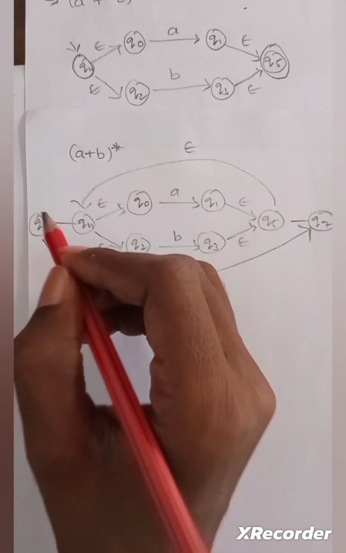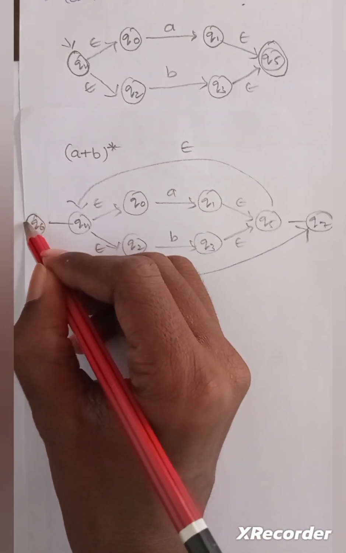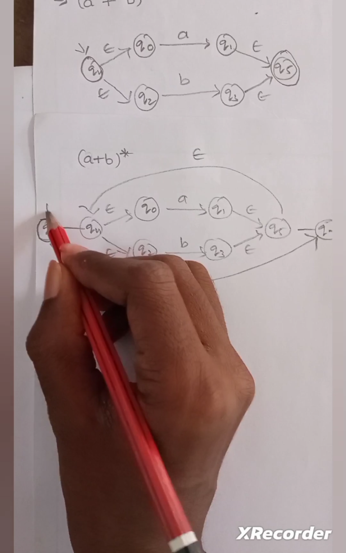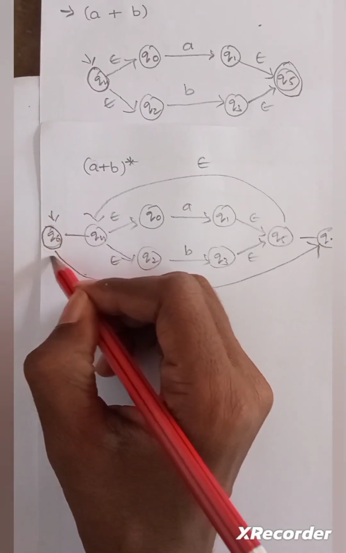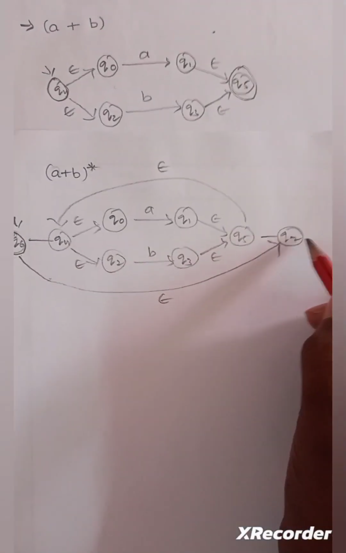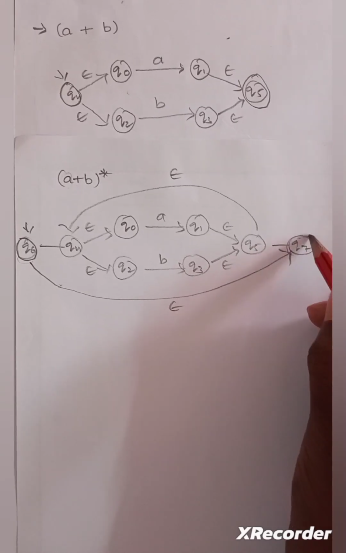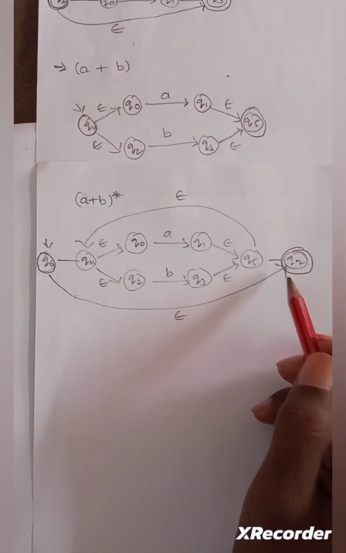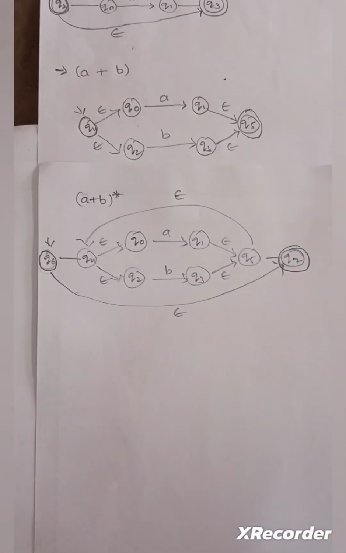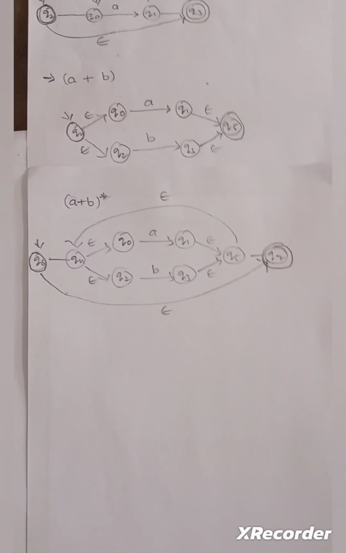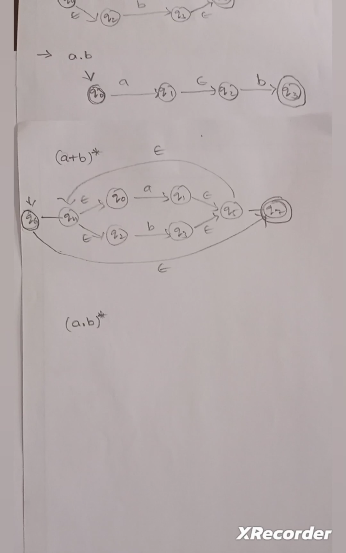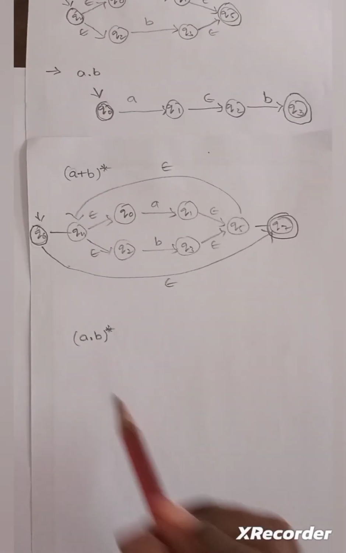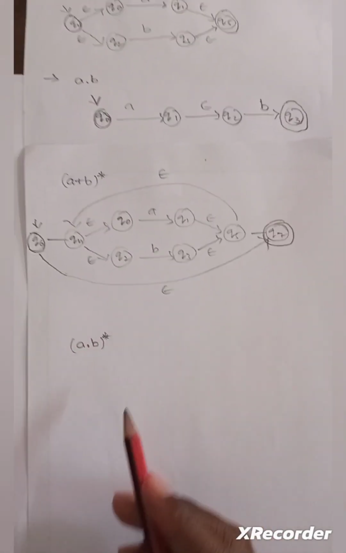And here q6 will be the initial state, represented with a single circle with an arrow pointing towards it, and q7 will be the final state, represented with a double circle. So this is the way to convert (a+b)* to finite automata. Now we need to convert (a.b)* to finite automata.